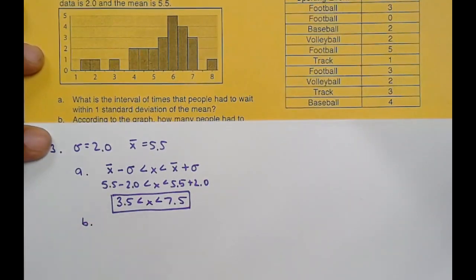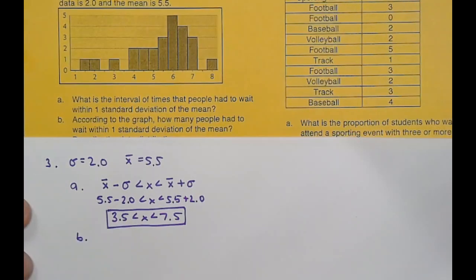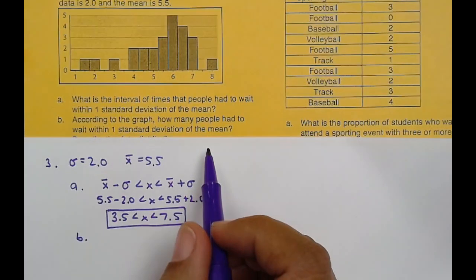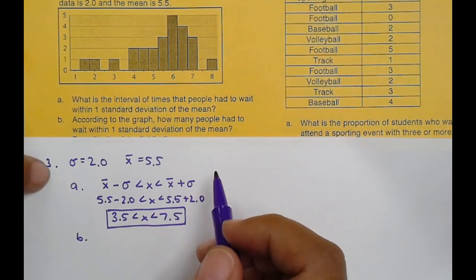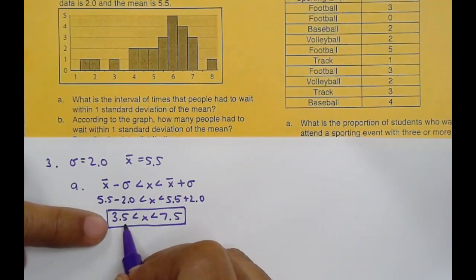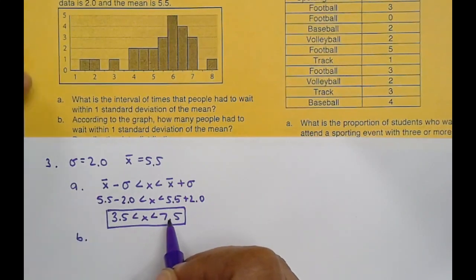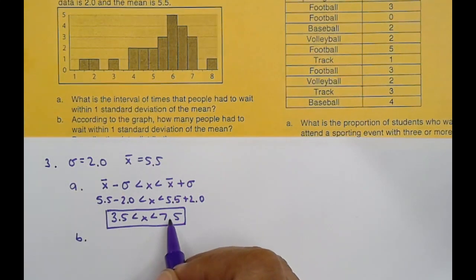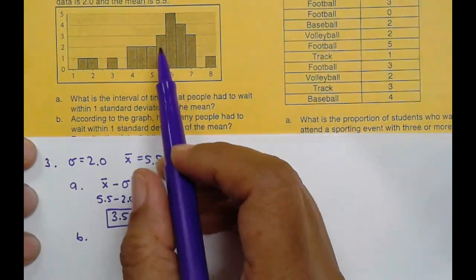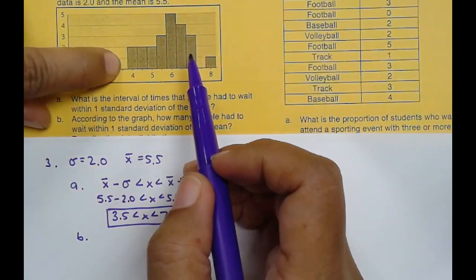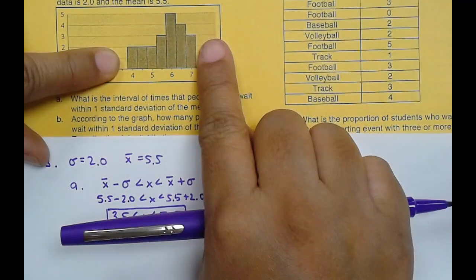Okay, part B. According to this graph, how many people had to wait within 1 standard deviation of the mean? So we have to find out how many people these are. Well, as we're looking at this, we want to make sure that it is in between 3.5 and 7.5. So I'm just going to go ahead and go through this table, and remember that this is a skewed distribution. So we're going to be just looking at the values between 3.5 and 7.5. So we're looking at all these people in between here.